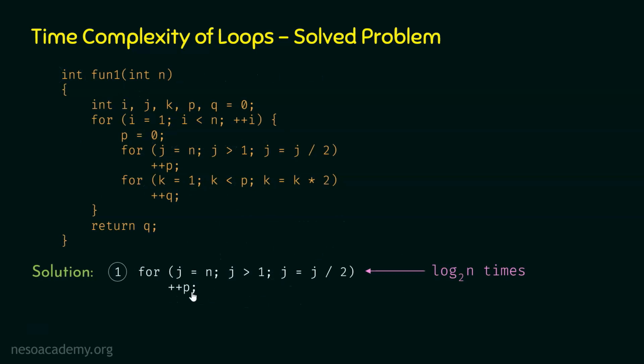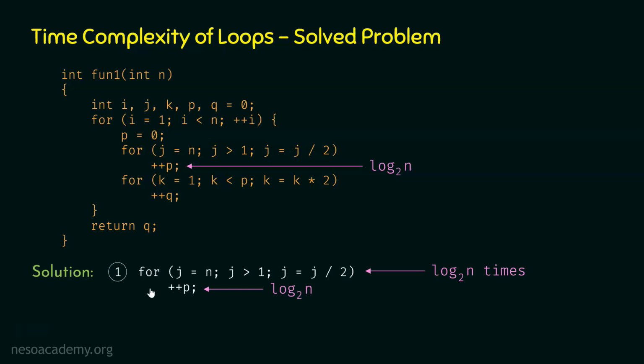And what about the value of p? We know the value of p is same as the number of iterations of this for loop. So clearly the value of p is also log n base 2. I hope this is clear. Now we know what's the value of p. Let's try to find the value of q by analyzing this for loop.